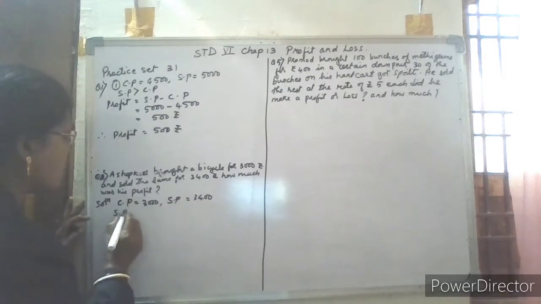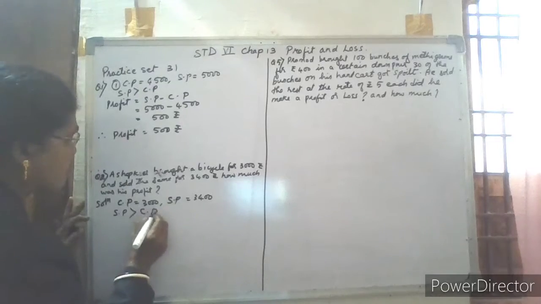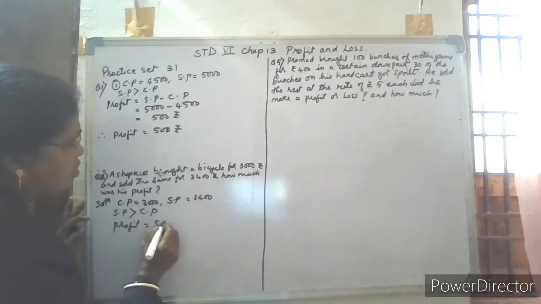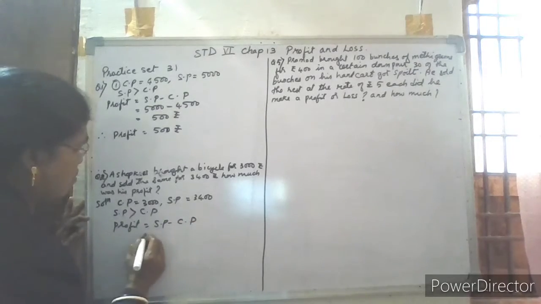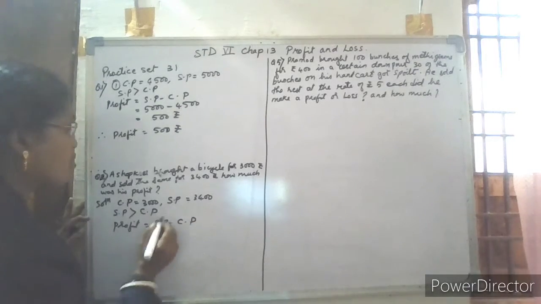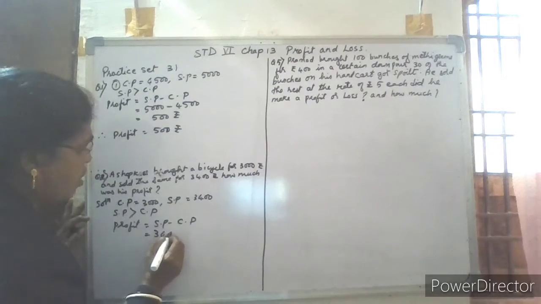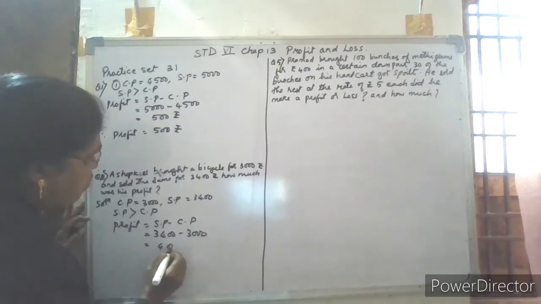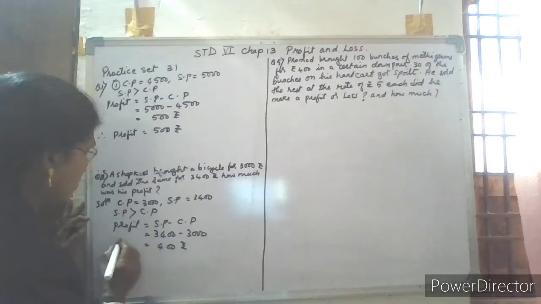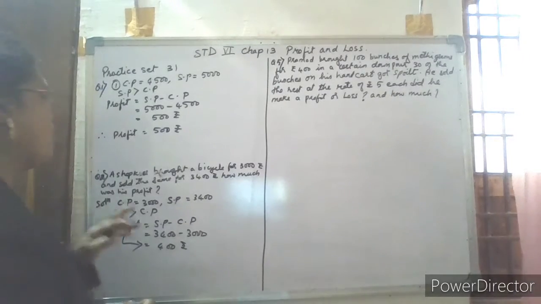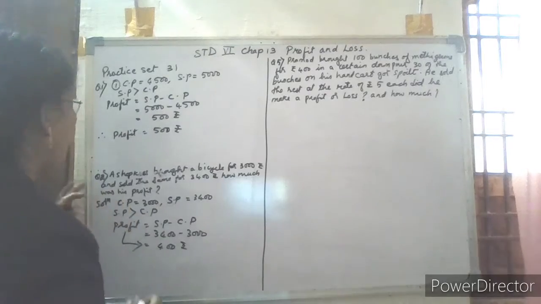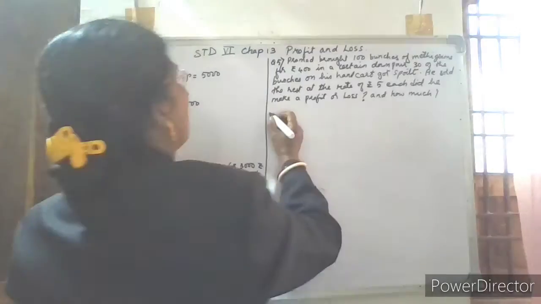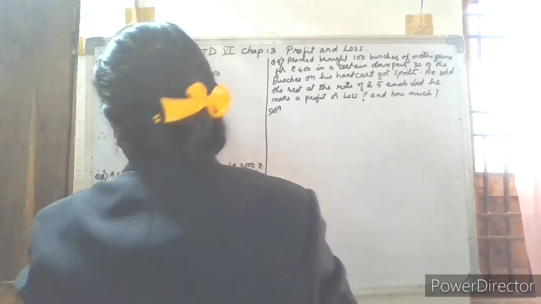Again here selling price is greater than cost price. So there is a profit. Profit is equal to selling price minus cost price. So it is 3,400 minus 3,000. We get the difference as 400 rupees. This is the profit. Therefore, how much was his profit? His profit was 400 rupees. Come to the next question.